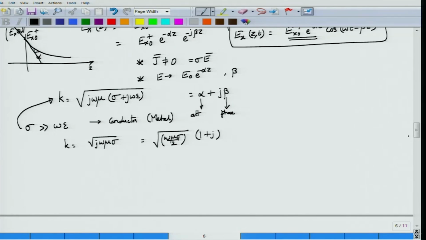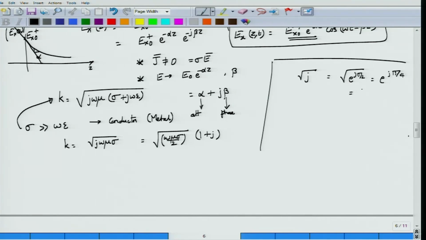If you are not convinced with this one, you can take a couple of seconds to convince yourself. What you want is root of j. So root of j is nothing but the square root of e power j pi by 2, which is e power j pi by 4, which is 1 plus j by root 2, because e power j pi by 4 is cos pi by 4 plus j sin pi by 4, and cos and sin pi by 4 are equal to 1 by root 2. So this root 2 goes into this omega mu sigma.